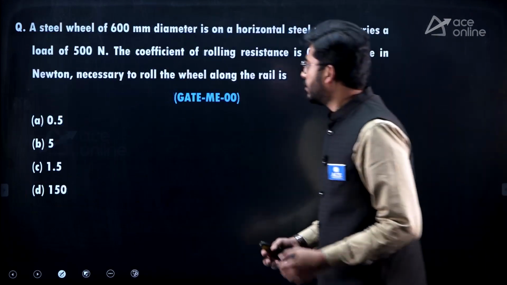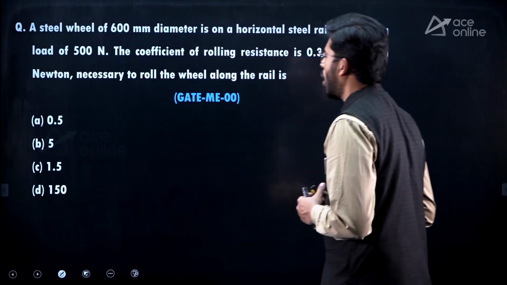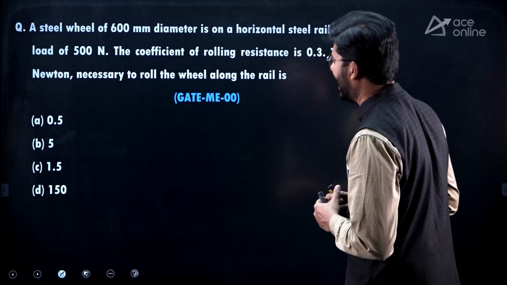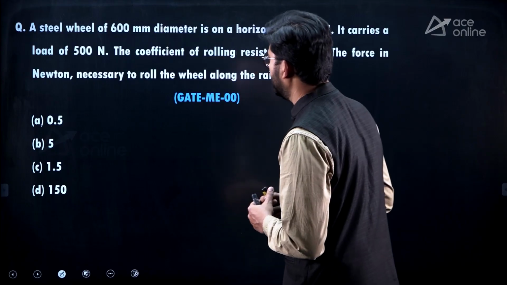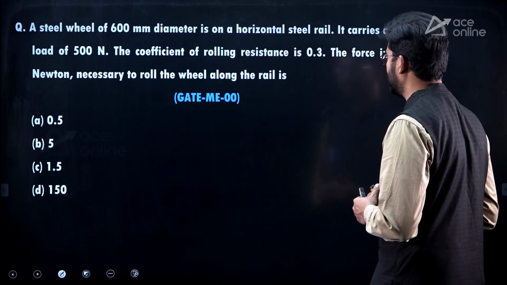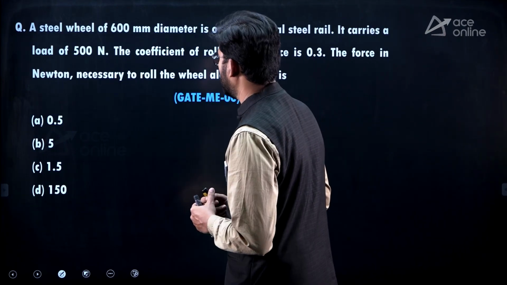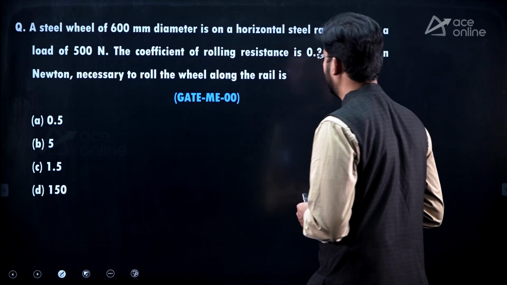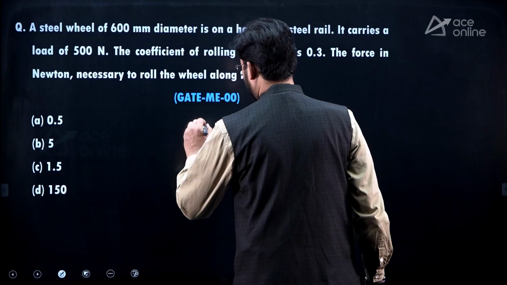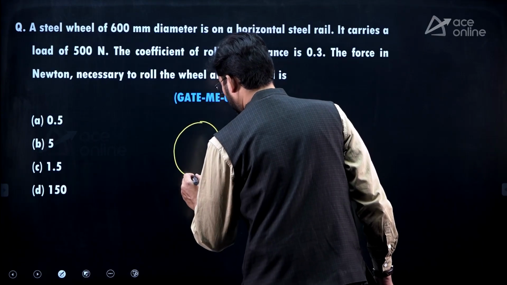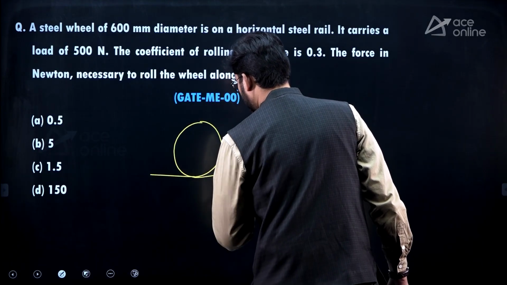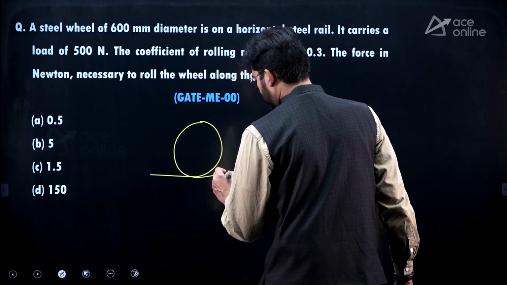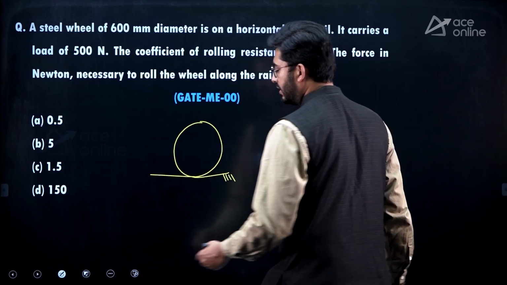Okay. In the question, it says a steel wheel of 600 mm diameter is on a horizontal steel rail. It carries a load of 500 newtons. The coefficient of rolling resistance is 0.3. The force in newtons necessary to roll the wheel along the rail is dash. So here, in rolling resistance, there will be some contact between the horizontal surface and the wheel.